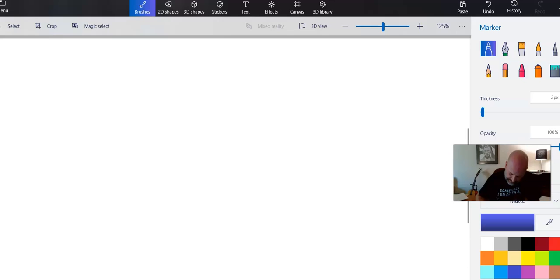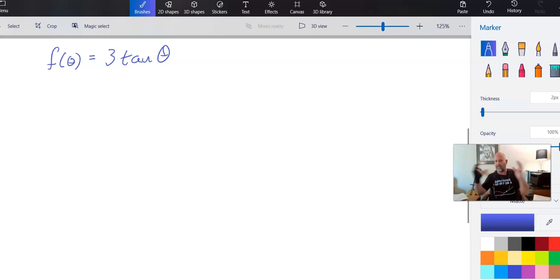And let's say I am given f of theta is equal to, excuse me, 3 tangent theta. Okay, so the argument is just theta. It doesn't have the whole business in it, you know, with the b and the c or anything like that. So I don't really have to worry too much about that.